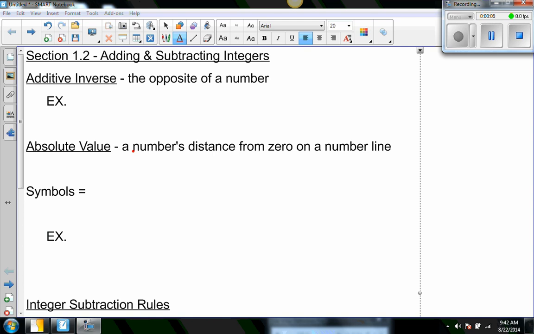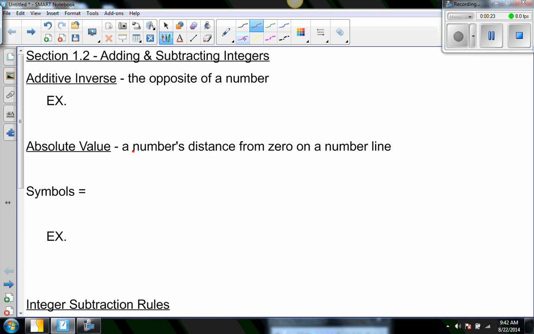First of all, we need to talk about what they mean when they say additive inverse. That really is just a fancy way of saying the opposite. It's the opposite of a number. So for example, if I have the number 3, its opposite would be -3. Those are opposites, 3 and -3. 7, -7. 5, -5. Opposites.